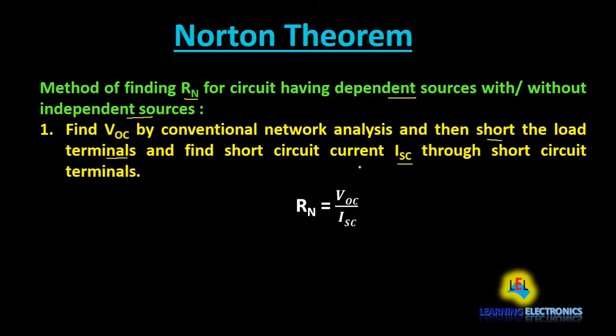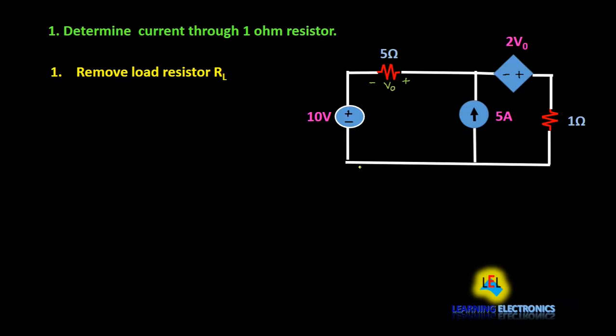Now let us solve the questions. First question is determine the current through 1 ohm resistor. So here 1 ohm resistance is given. So this is our load resistance RL. RL will be equal to 1 ohm. First step is remove the load resistance RL. After removing the load resistance RL, the circuit will look like this.